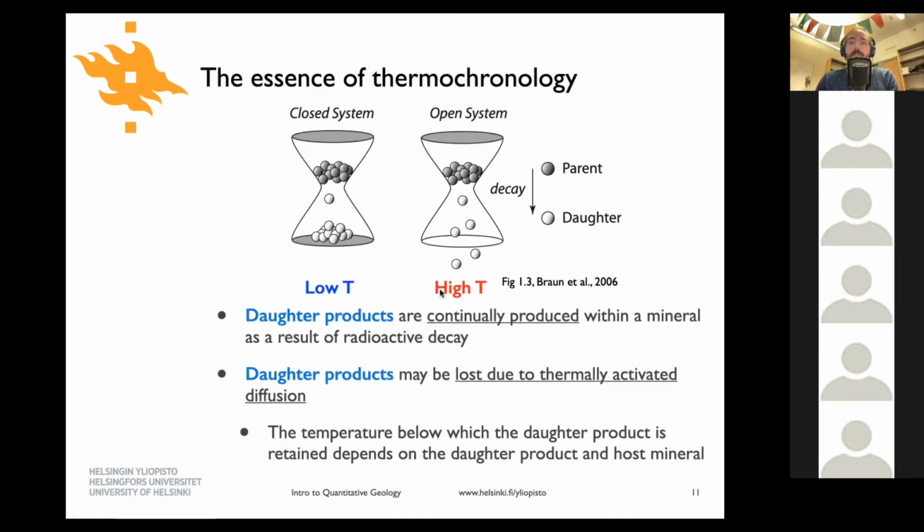At higher temperatures, and we'll talk about what high means in a few slides, that same daughter product is produced, but it may diffuse out of the crystal or otherwise be lost, so it doesn't accumulate, which means that if you were to date something, you wouldn't have any daughter isotope there to date at all.